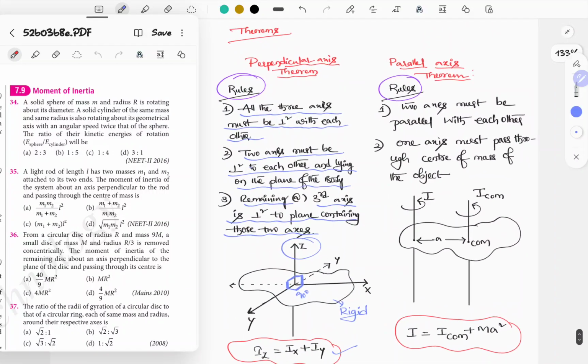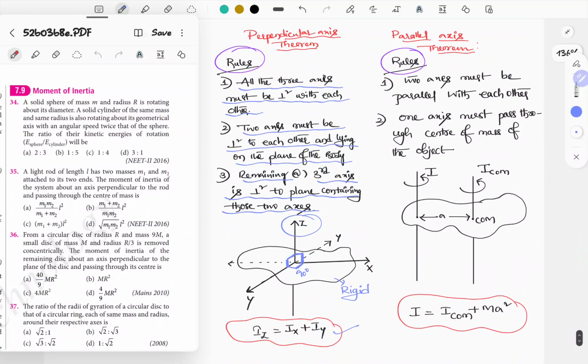There are certain rules to be followed to apply the parallel axis theorem. Look at this. The very first point: the two axes must be parallel with each other. Observe these axes, I and I center of mass. These axes are parallel with each other. And one more thing, one axis must pass through the center of mass of the object. This is a crucial point, very important. One of the axes must and should pass through the center of mass.